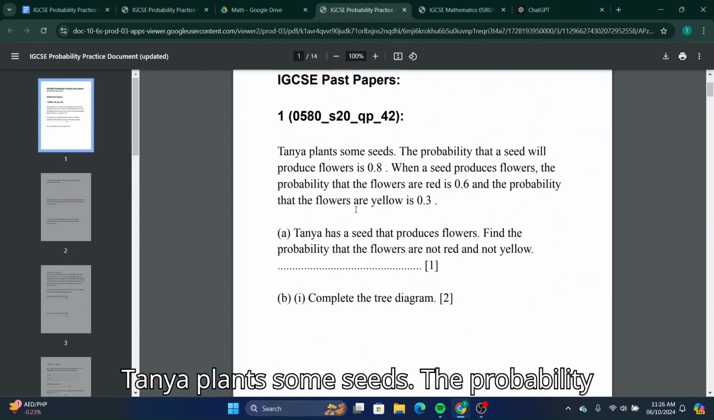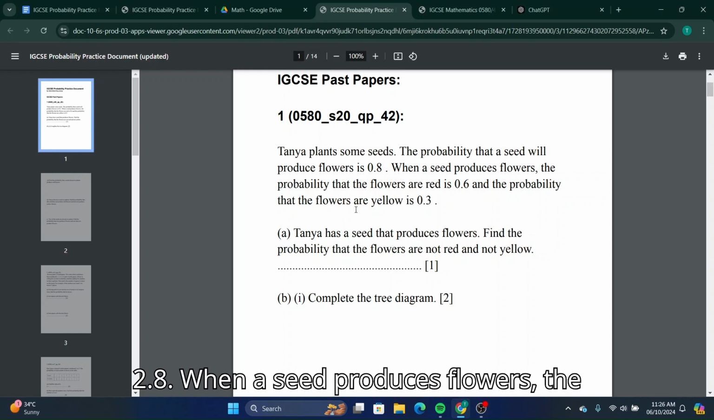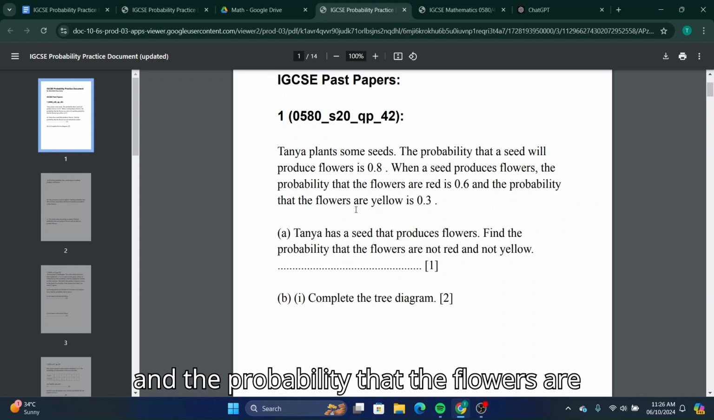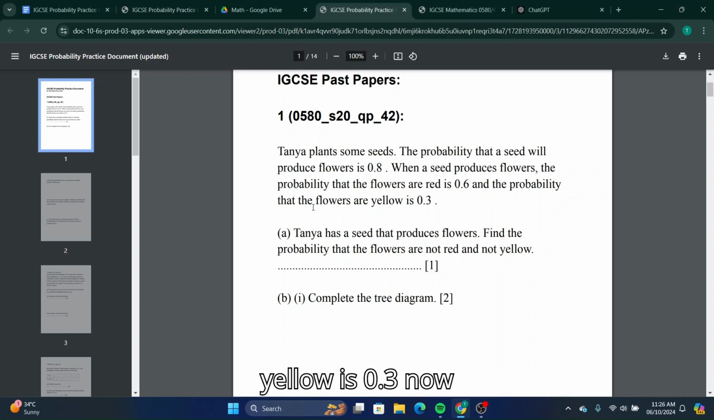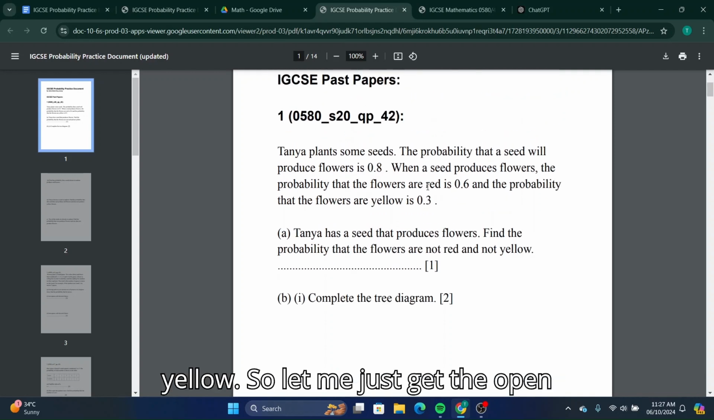Tanya plants some seeds. The probability that the seed will produce flowers is 0.8. When a seed produces flowers, the probability that the flowers are red is 0.6, and the probability that the flowers are yellow is 0.3. Now, Tanya has a seed that produces flowers. Find the probability that the flowers are not red and not yellow.